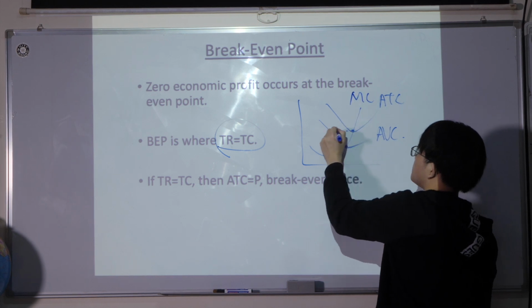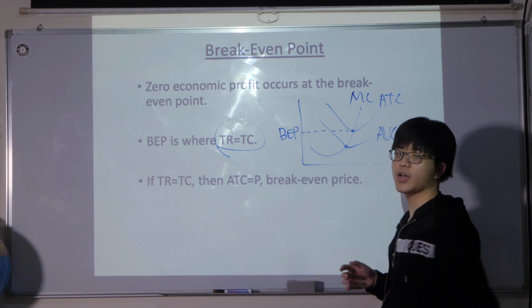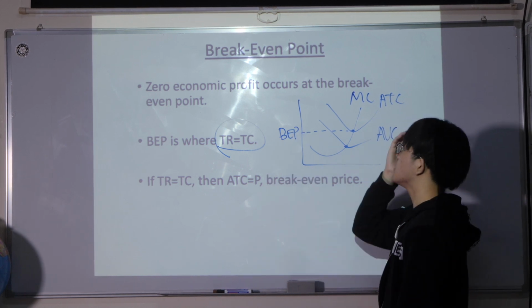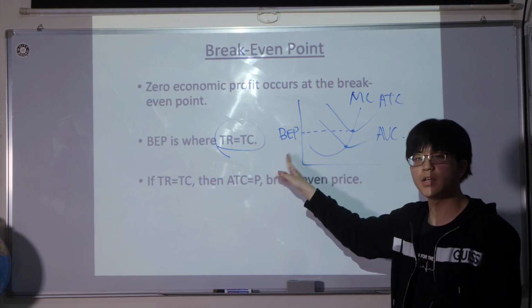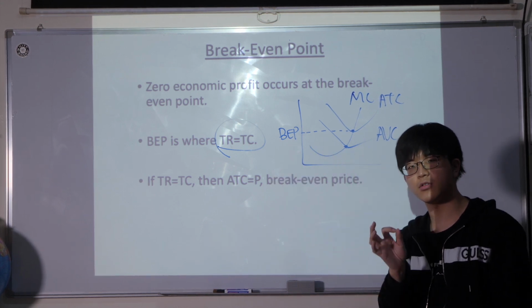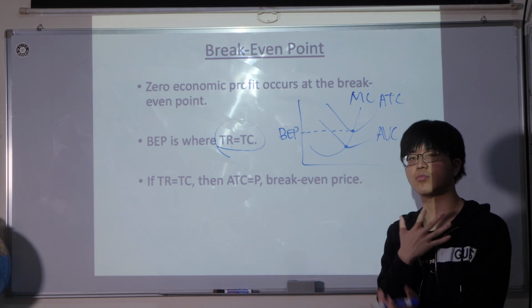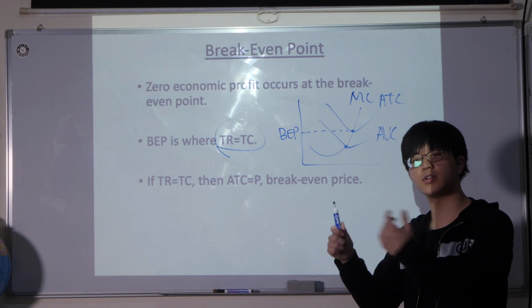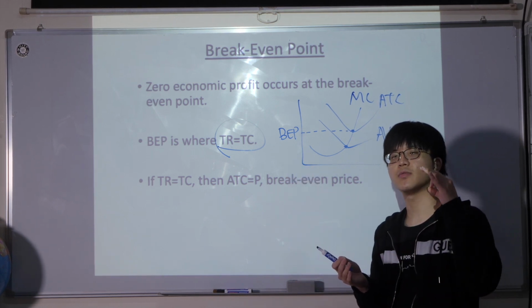So here is the break-even price, or break-even point. Actually, at the break-even point, the economic profit is zero, but I mentioned this is the point where you can start to earn economic profit. So you will start to earn. This means that at this point, the economic profit is actually always zero.